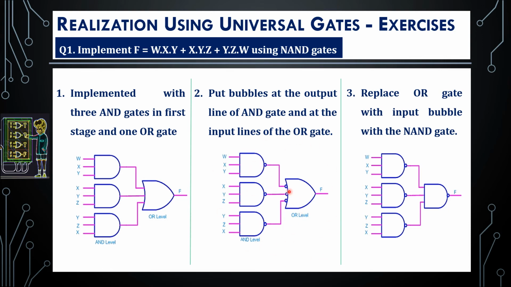Now we need to convert this input bubbled OR gate. According to De Morgan's law, this input bubbled OR is equivalent to an output bubbled AND, that is NAND. So this is the final expression. We have three NAND gates in the first level as well as one NAND gate in the second level. So in the final expression, we'll have only NAND gates.